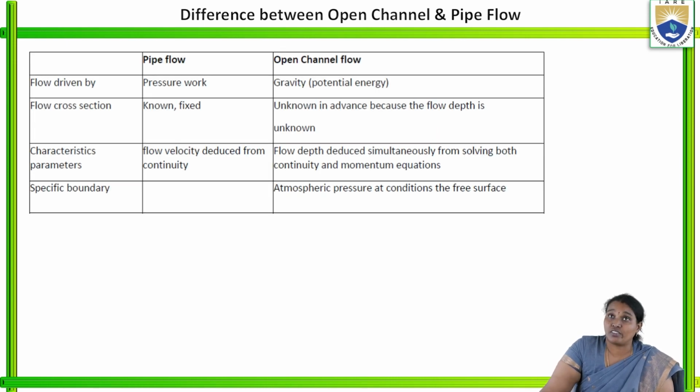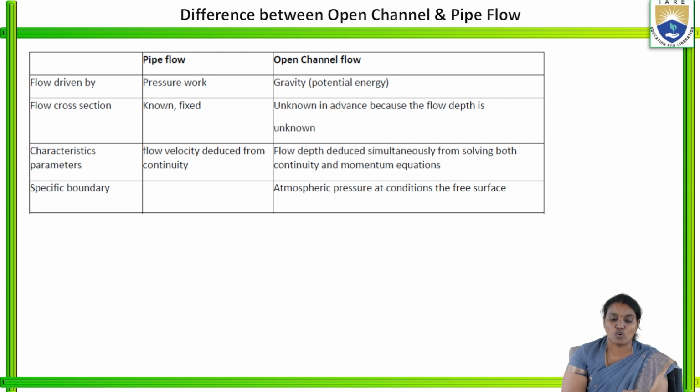So flow driven, pressure work, gravity, potential energy, these are the differences shown in this table. Cross sections: pipe flows are known and fixed. Coming to the open channel, it is unknown in advance because the flow depth is unknown. Coming to the flow, pressure is work, so pressure is required in pipe flow. Coming to open channels, it is driven by gravity also. The flow cross section in a pipe is fixed. In the open channel, the flow depth is unknown; we don't know in advance.